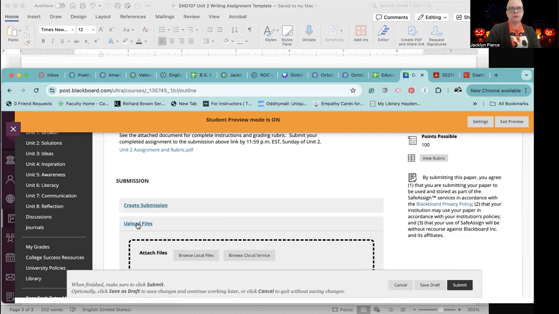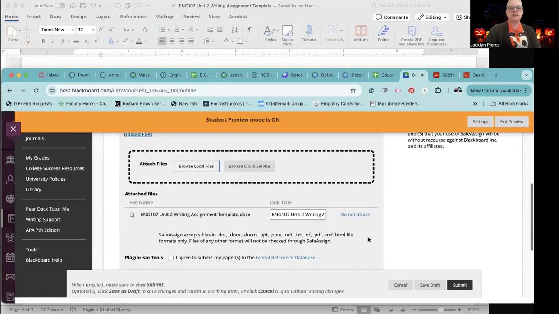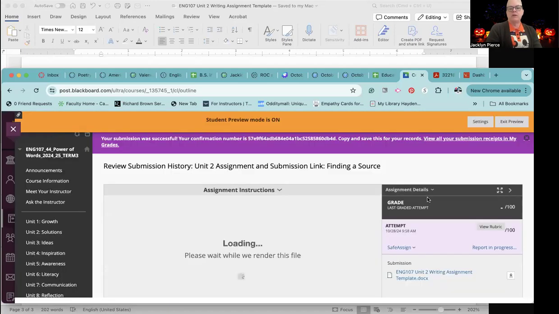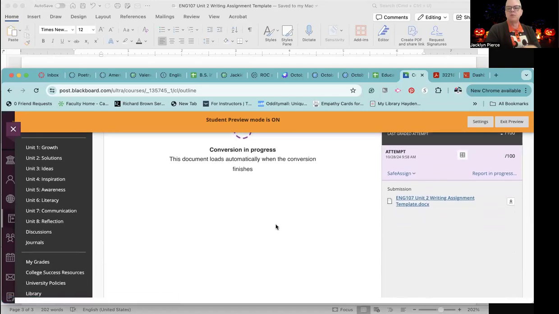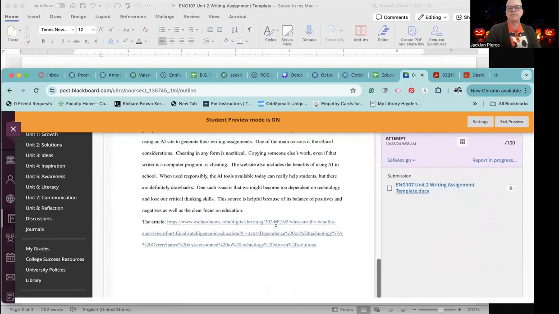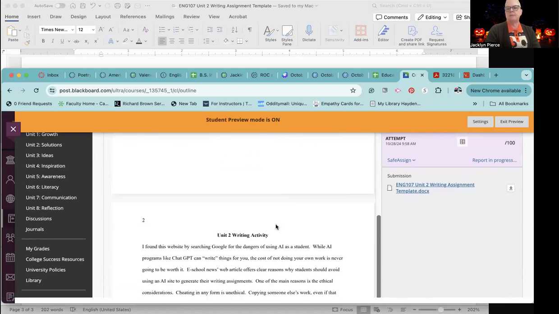I wish create submission was not there, but it is. Just ignore it. Go to upload files, browse your local files, and then you will submit the one that you just did. And you need to click on the I agree button and click on submit. Once that happens, you will see kind of a preview of it. Sometimes this preview window makes it look weird, but don't worry about how it looks. This one looks good, but sometimes it'll do weird things to it, but you'll be able to see that you have turned it in. Okay.